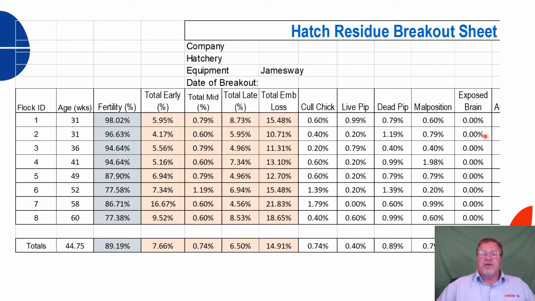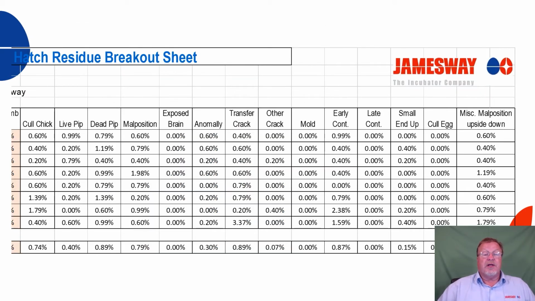So this would kind of start telling me there's 2 areas to look. We definitely can look at some egg handling issues. We definitely can look at some incubation issues because we've got high early and high late mortality. We can then also look at some of our other data. If we start seeing a lot of live PIPs that are unhatched, we think we might have some lower temperatures. We didn't give the chicks enough time to fully develop to hatch out.